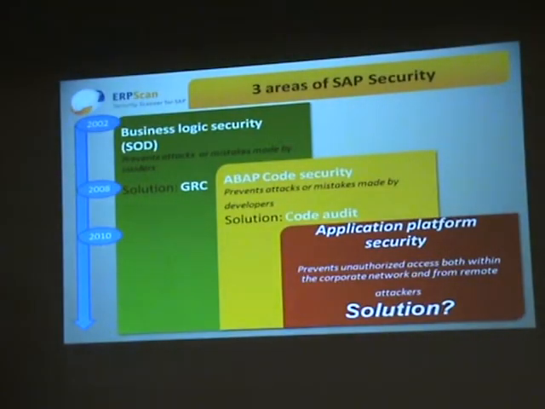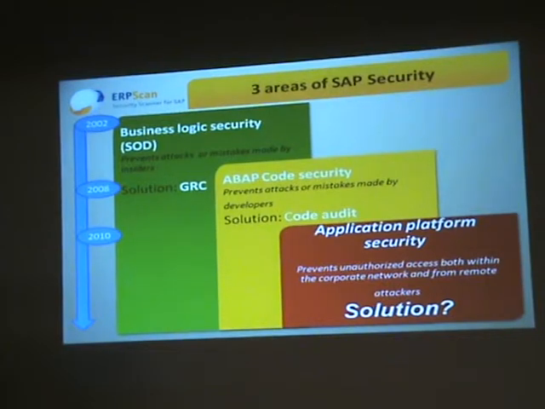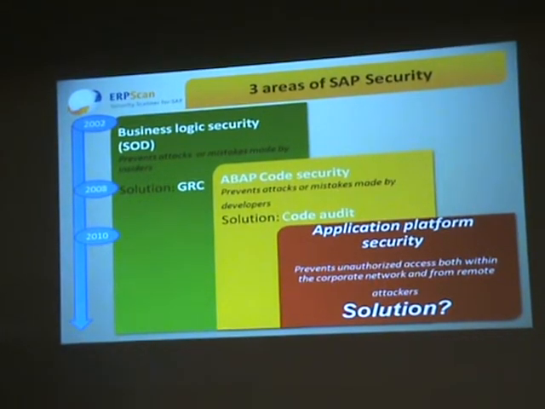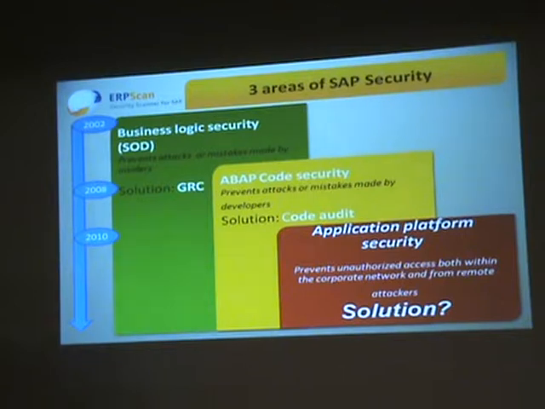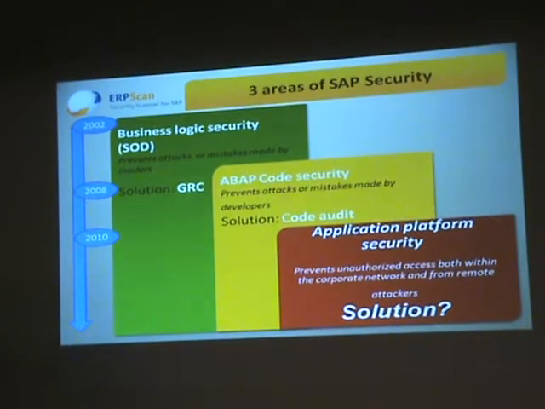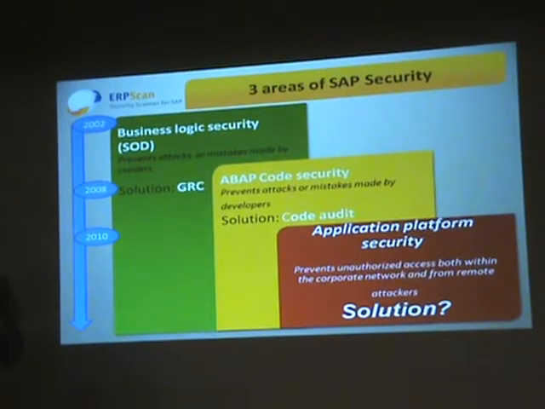So in SAP security, we have three different areas, and it started maybe 10 years ago when the Sarbanes-Oxley standard was developed. Everybody started to pay attention to the segregation of duties problem. Segregation of duties is when one user can make two actions, like create a payment order and approve the payment order. So it's not good, and there is a matrix of the different duties. And so for many years, SAP security and segregation of duties were synonyms.